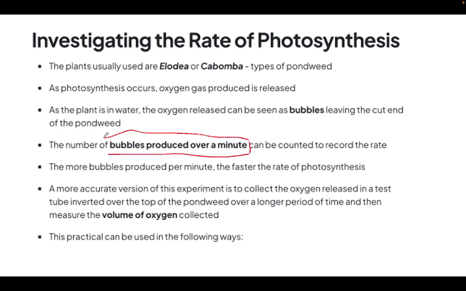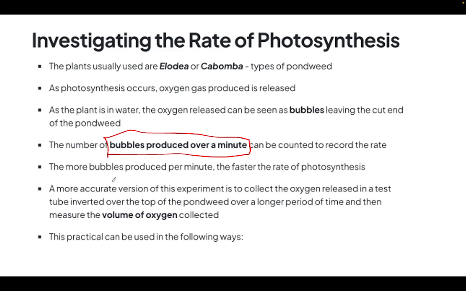Even when they ask you to make an investigation, make sure you know your dependent variable. The dependent variable is to measure the volume or the amount of bubbles produced over 1 minute. Because if someone talks about rate and you don't talk about time, then you understand it's going to be wrong, obviously. Now, the more bubbles produced per minute, the faster the rate of photosynthesis.